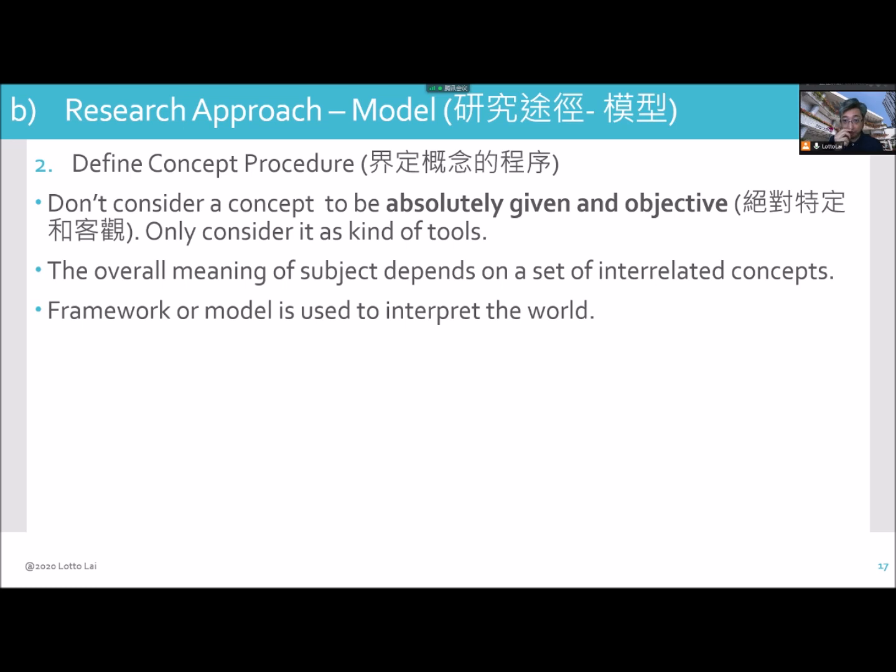And defining the concept procedure: don't consider the concept to be absolutely given or objective. Only consider it as a kind of tool. The overall meaning of a subject depends on the set of interrelated concepts, and the framework or model is used to interpret the role. It's more complex than you are afraid of.